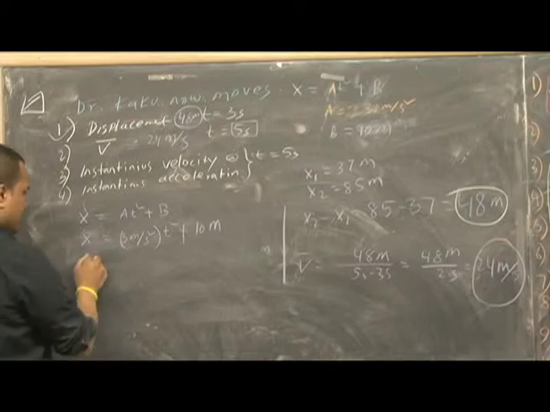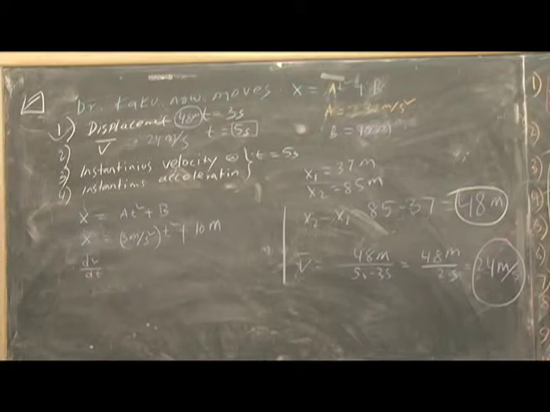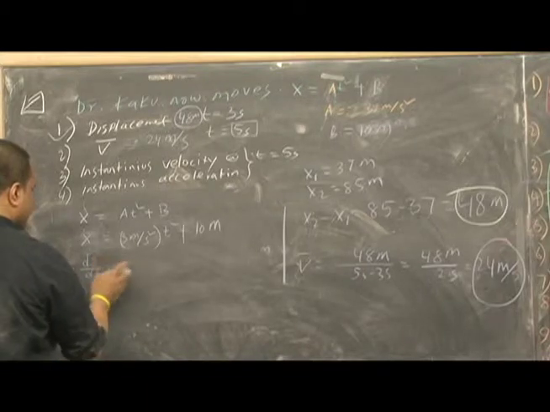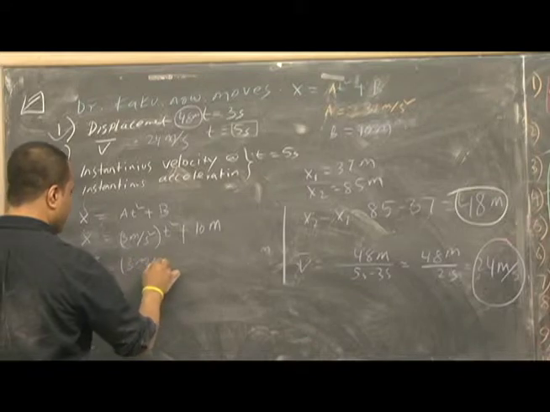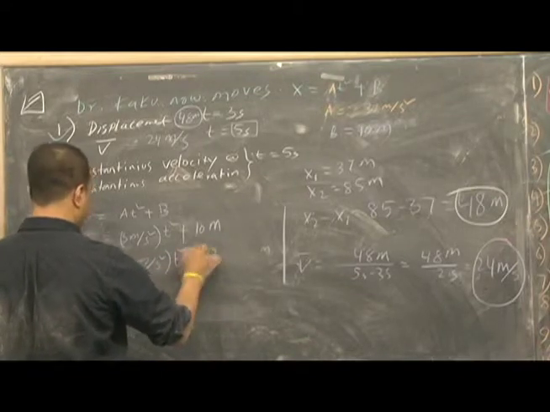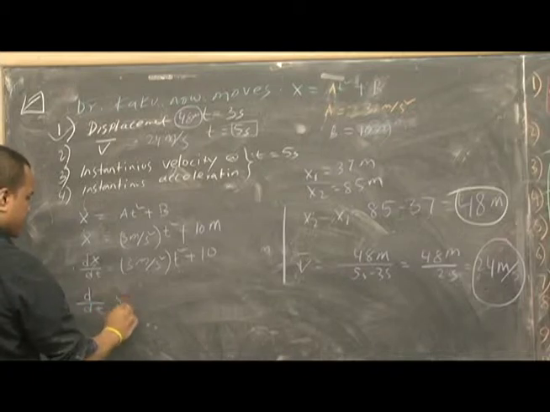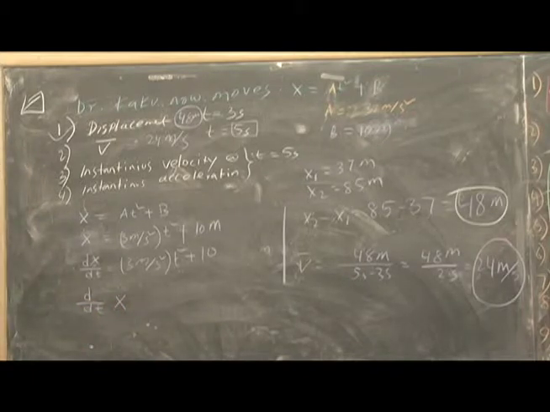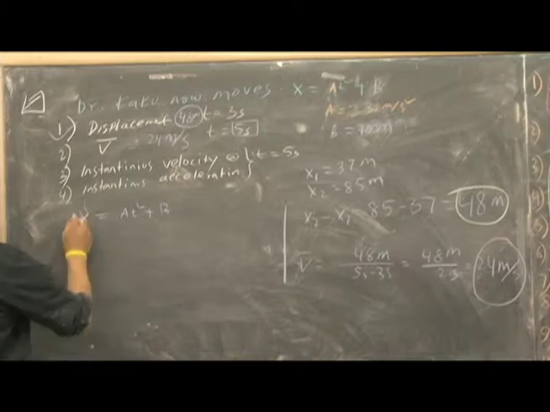Now we're gonna differentiate. dv dt, not dv dt, it's gonna be dx dt. dx dt is this: 3 meters per second squared t squared plus 10. Anyway, let's redo it. All right, so this is our position function.